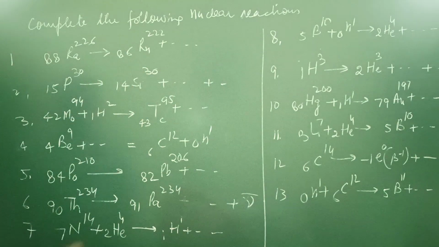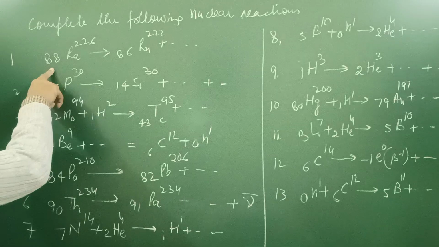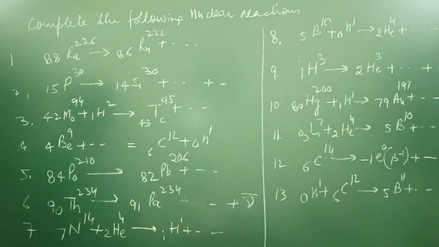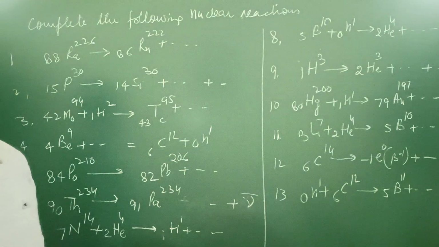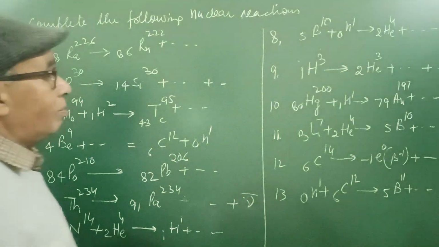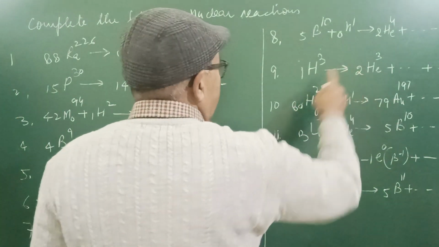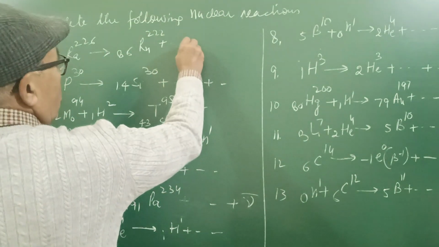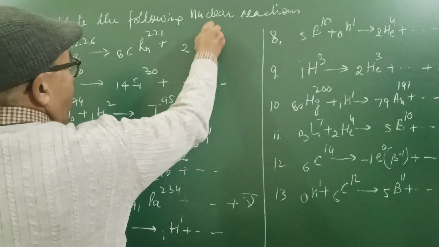Radon 86, and radium 88. So the difference is 2. And you may remember that 2 is the atomic number of helium, written here as 2He. The mass number difference is 4. So you can write here 2He4.